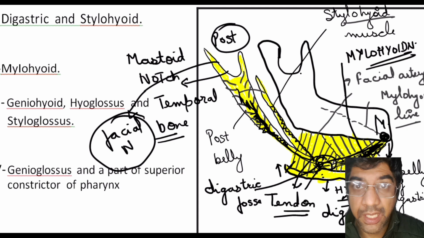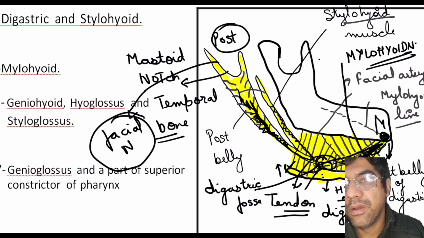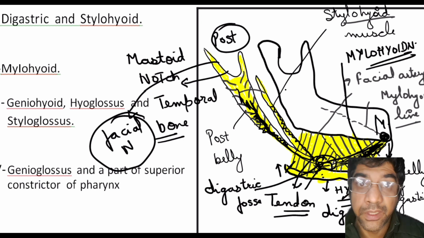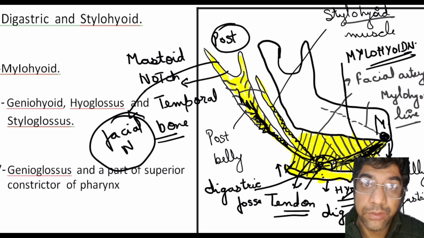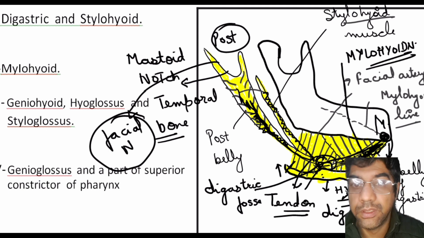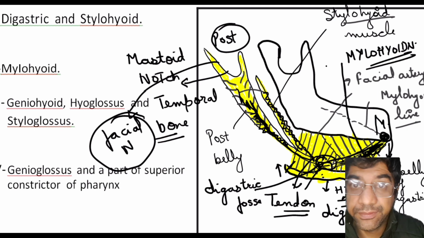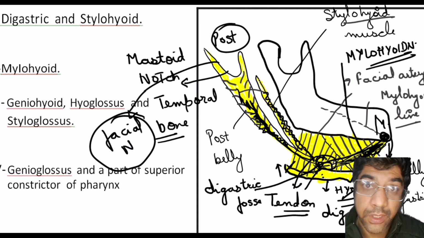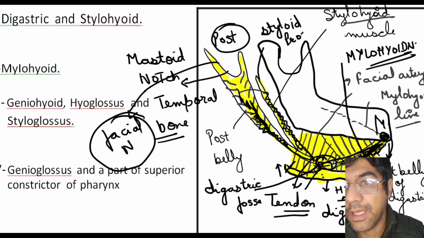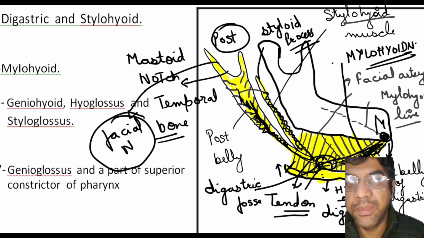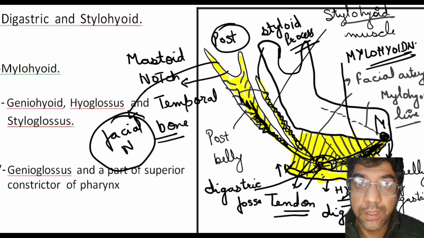The other muscle is the stylohyoid muscle. It is a small muscle that sits on the upper border of the digastric muscle. So this one is the stylohyoid muscle, right? It originates from the posterior aspect of the styloid process. And it is inserted, remember, it has an intermediate tendon that goes through, and it is held by the hyoid bone.